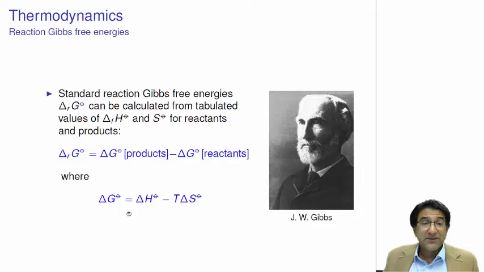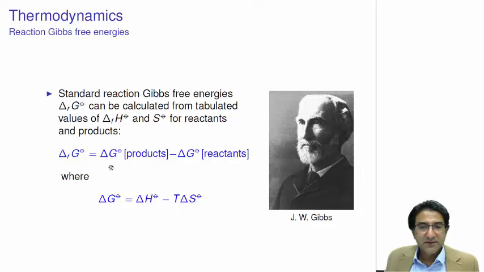How do we calculate delta G? Well, it's the same as every other property, except possibly for the entropy. Delta G for a reaction is delta G for the products minus delta G for the reactants. If you're talking about standard conditions, 1 bar pressure, you might want to stick a zero dash on there, for the standard condition. So here we are.